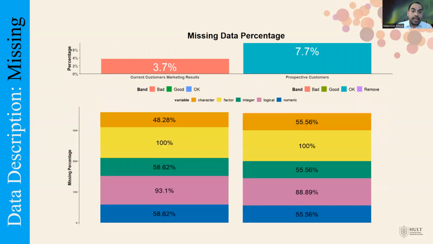We already talked about it. And if we split the missing data along the different types of data, we see that 100% of the missing data is factor, and the one that also has a high percentage of missing data is the logical type of variable.